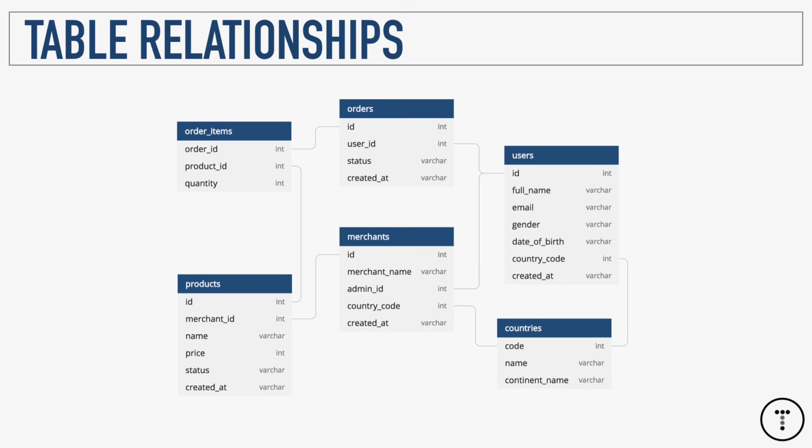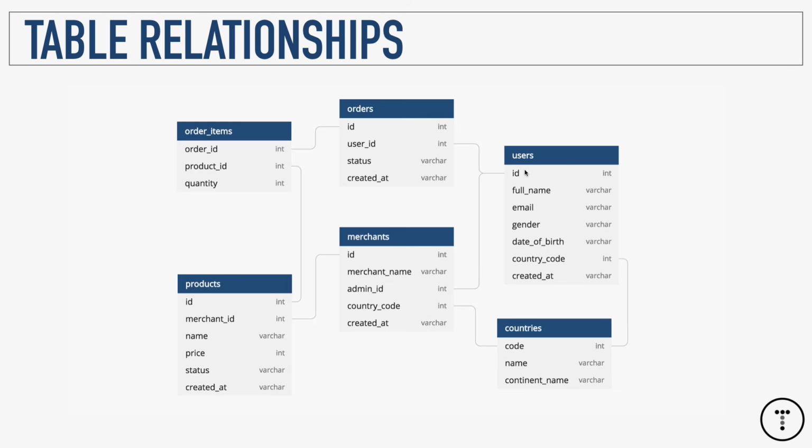So here's an example of maybe an e-commerce site database where you have certain fields. For instance, we have users, okay, and then we have orders, order items, products, merchants, countries, and you can see that there's relationships between these tables. And in the users table, we have an ID.